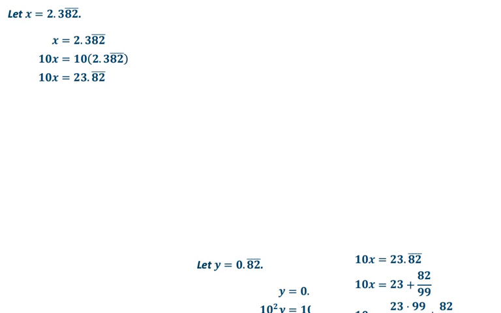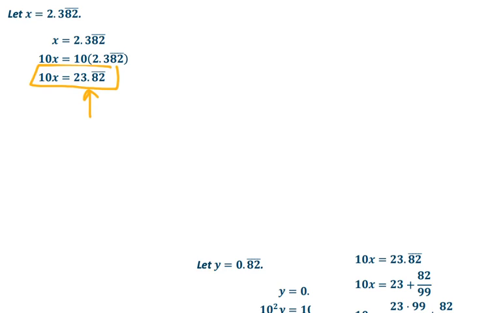We're going to start here, and I'm going to define, by my choice, that x is going to be equal to 2.382, where the 82 is repeating. And I'm going to multiply by just enough so that the repeating part comes up just behind the decimal point. So in this case, that means I need to multiply by 10. And of course, you know the rules. If you're going to multiply on one side of the equal sign by 10, you got to do it on the other side. So now we have 10 times x, or 10x, is equal to 23.82, and the 82 is repeating.